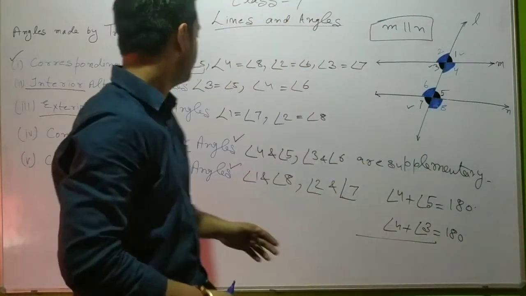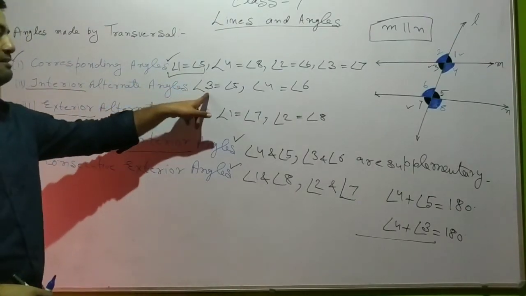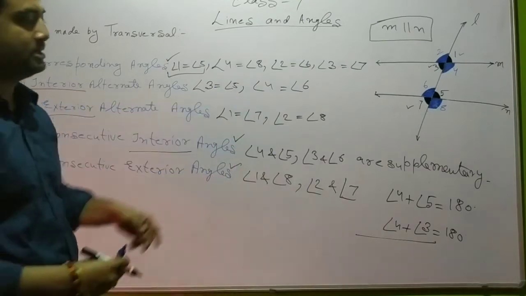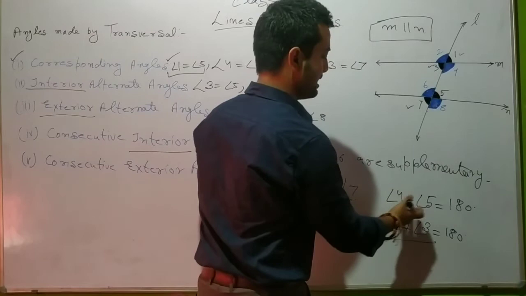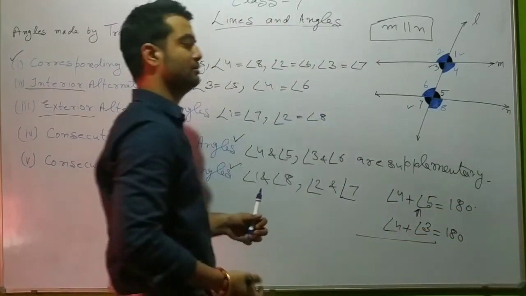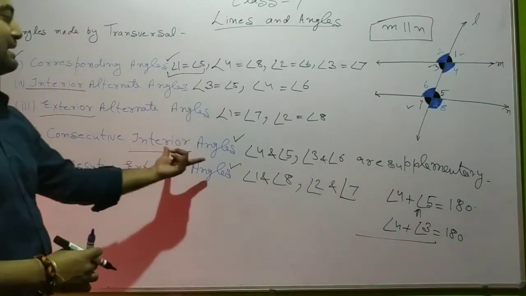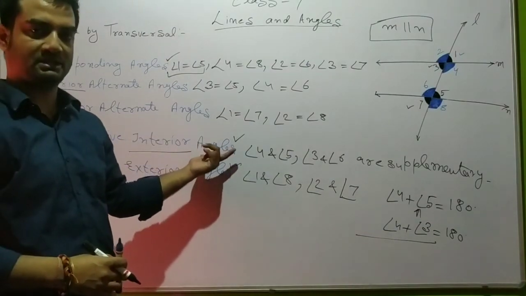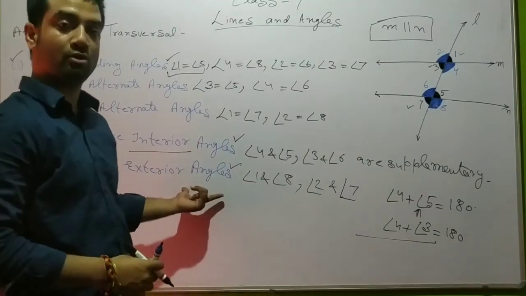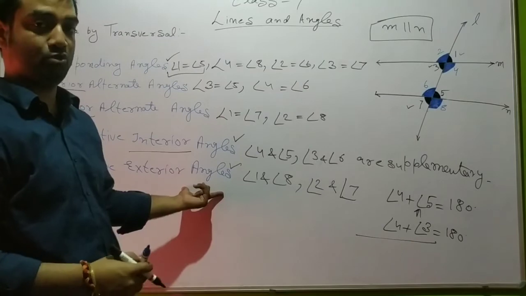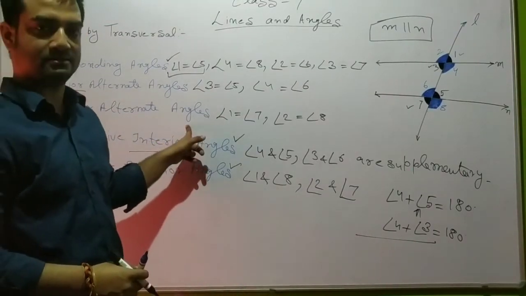And since by the interior alternate angles property, we have angle 3 equals angle 5, so in the place of angle 3, we can put angle 5. So we get that angle 4 plus angle 5 equals 180 degrees. So we can say that consecutive interior angles in this case are supplementary. In the same way, consecutive exterior angles are also supplementary. We can prove it with the help of exterior alternate angles.